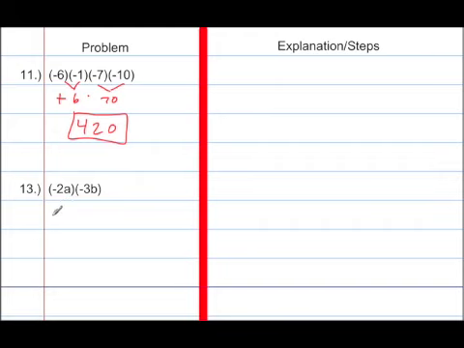So negative times negative, that's going to be positive. Now we're looking at like terms. 2 is a like term with 3. What's 2 times 3? 6. A is a like term with what? Well, nothing. So I'm going to just say A. B is a like term with what? Well, nothing. So I'm going to put 6AB. And I can rewrite this without the plus in front of it, and it means the same thing. So 6AB.